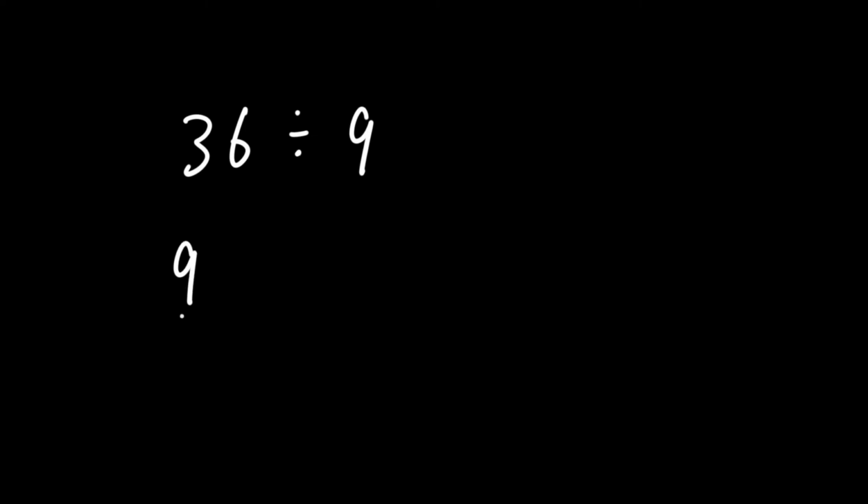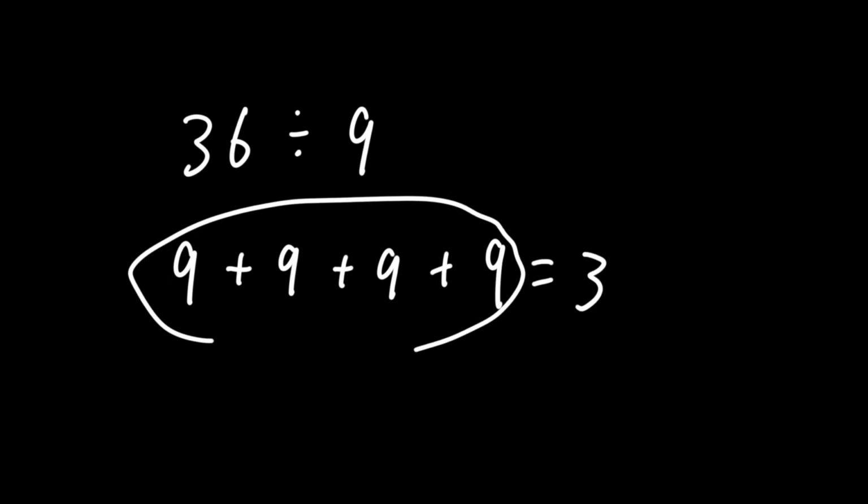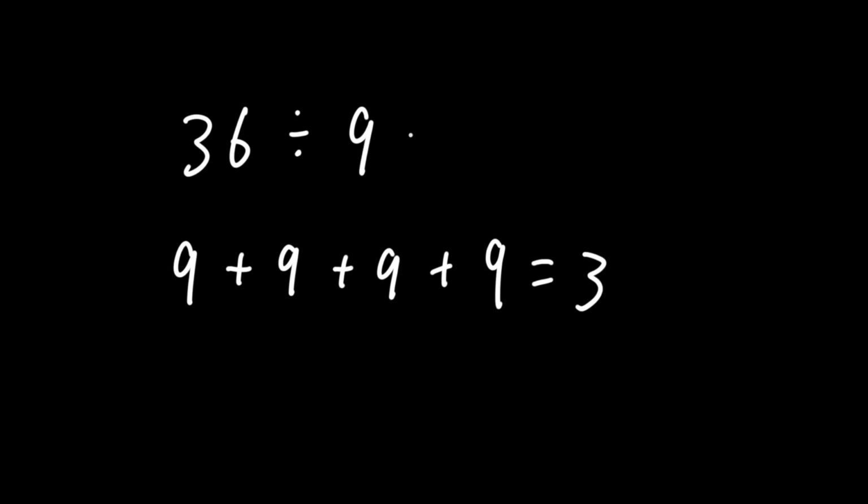9 alone is just 9. 9 plus 9, that equals 18. Plus another 9, that equals 27. And then plus one more 9, that equals 36. So notice how we have 4 9's here. So 9 can go into 36 4 times. So 36 divided by 9 equals 4.